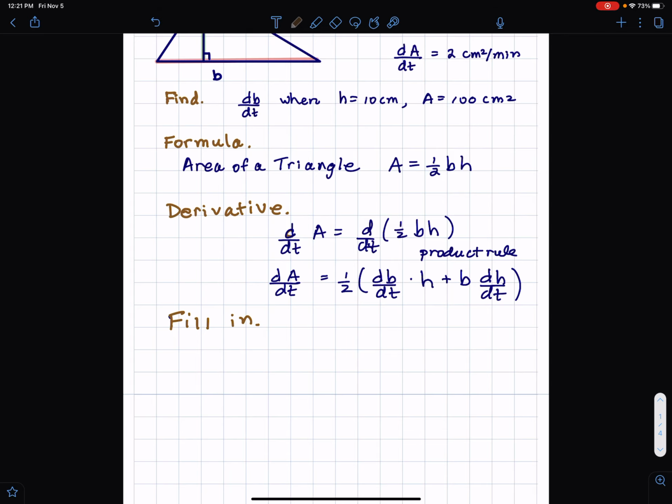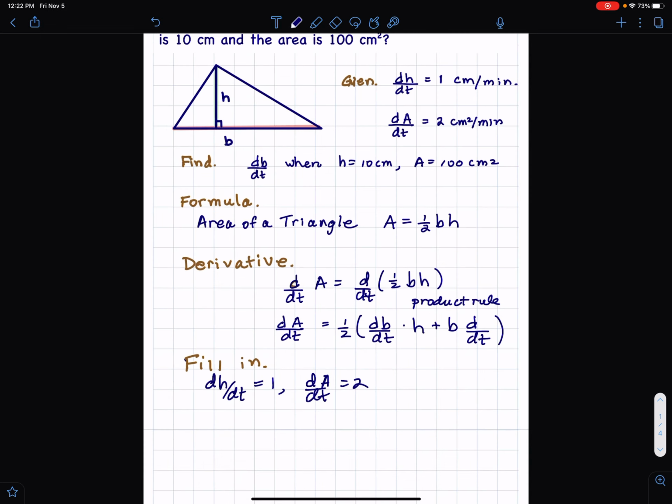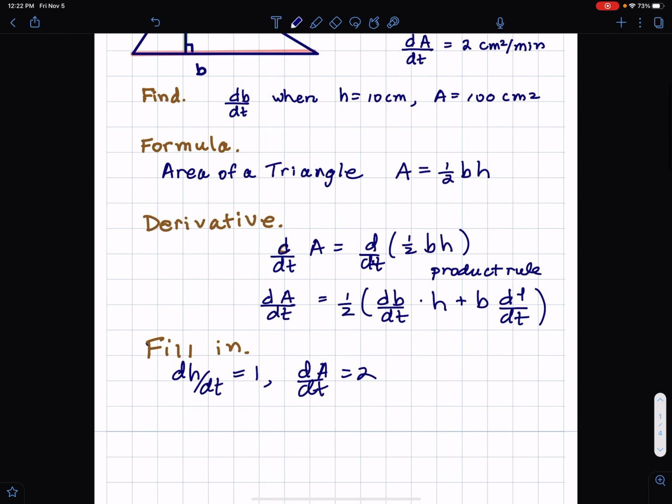Well, I was given a bunch of stuff. You can rewrite it or not. I'm going to fill in dH dt. It's sort of a waste to rewrite it, but dH dt is 1, dA dt is 2. Actually, I'd have to say one thing that's an issue with my h and b is that h and b could possibly look the same. I'm going to put a little loop on my h's. They look a little bit the same.